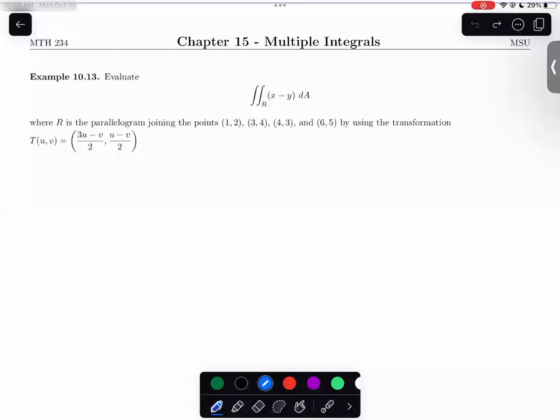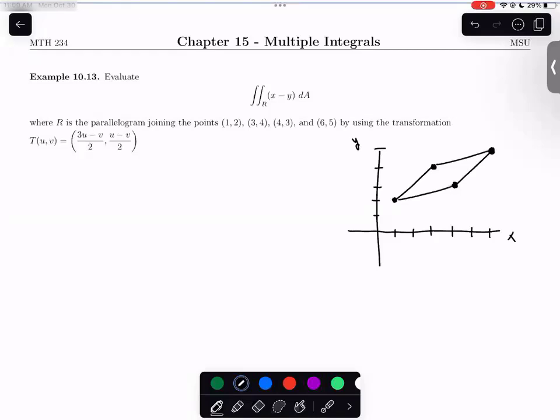Let me look at what this would look like in our xy plane. So here's our x's and our y's. And I have the point 1, 2. I have the point 3, 4. I have the point 4, 3. And I have the point 6, 5. So my parallelogram joining these would look something like this.